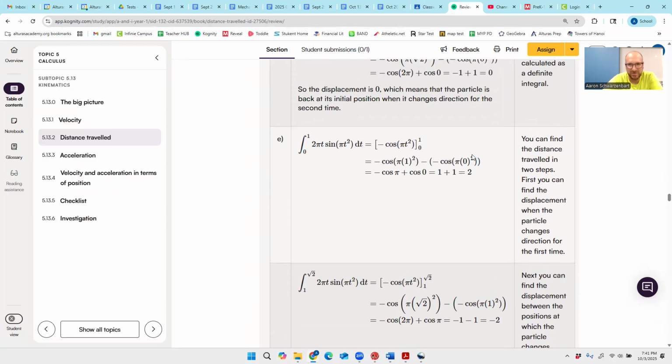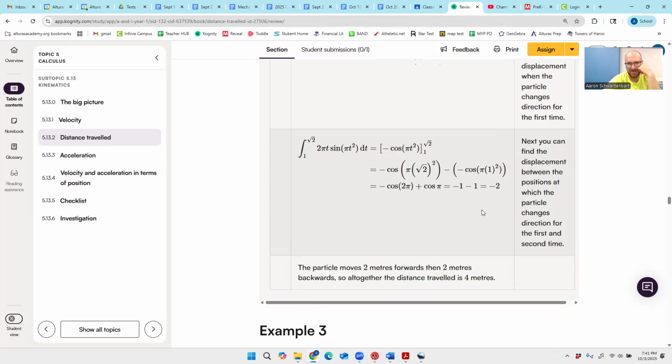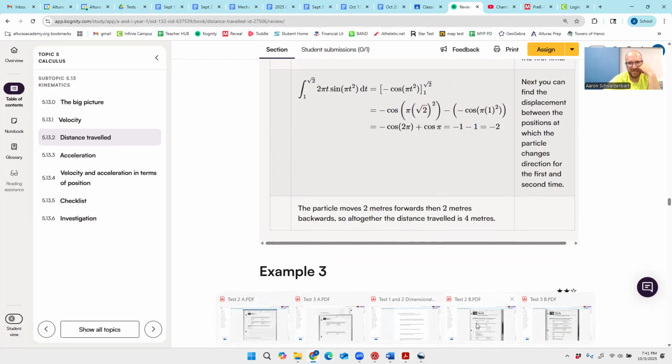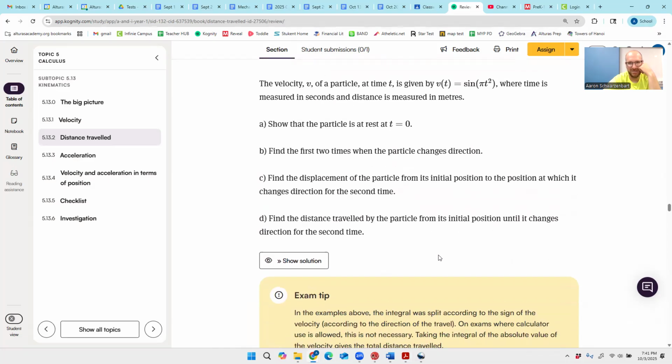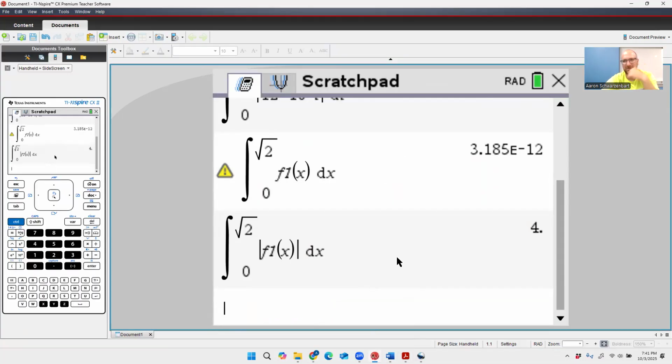Okay. So it moves 2 meters forward till it switches directions at 1, and then it moves 2 meters backwards till it switches directions the second time at square root of 2, which is a total of 4 meters. Man, I like my absolute value trick, and it is perfectly valid. You do not need to do this the harder way. I don't recommend it. You don't have time on the exam. Now you might have to enter v of x or whatever it is, v of t, but this is valid. It shows the work. Do it the easy way.